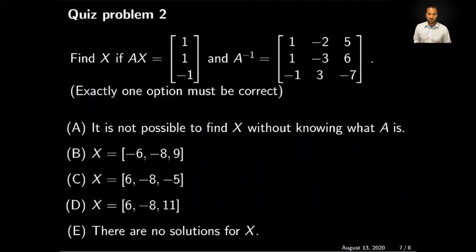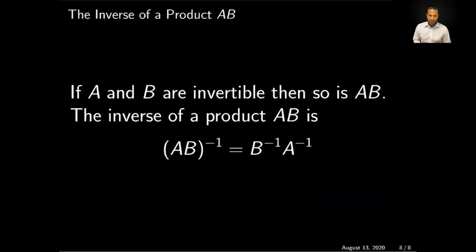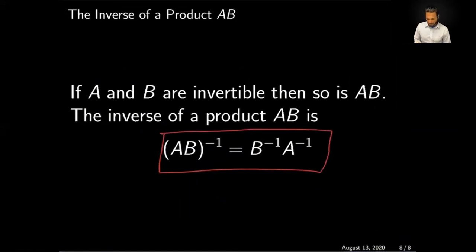Please pause the video for 1 or 2 minutes and work on this problem. Here is one property of the product of inverses. If you have two matrices A and B, both invertible, in order to calculate the inverse of the product of A and B, you can use this formula. The inverse of the product is calculated by multiplying the inverse of the B matrix first, and then the inverse of the matrix A.